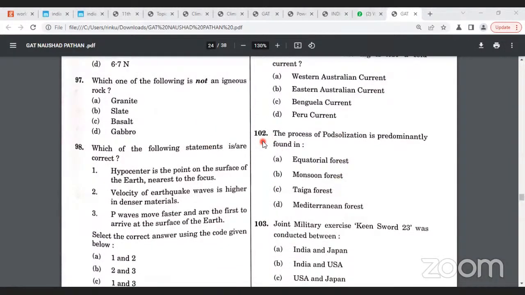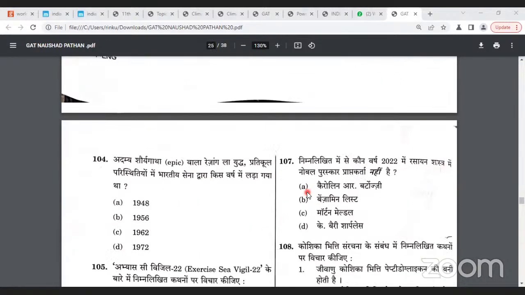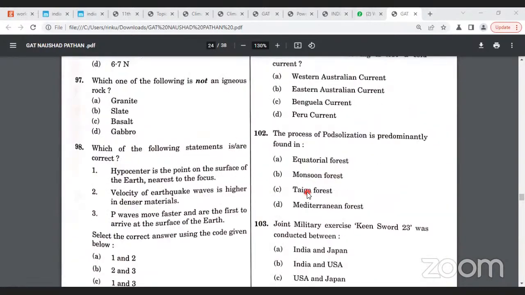Question number 102. The process of podsolization is predominantly found in. Podsolization requires a cool and humid climate. It is a kind of leaching process in which most of the organic material as well as the mineral compounds are removed from the upper horizons of the soil and transferred to the lower horizons of the soil. This happens in taiga forests. Taiga forests are famously podsols. So option C.